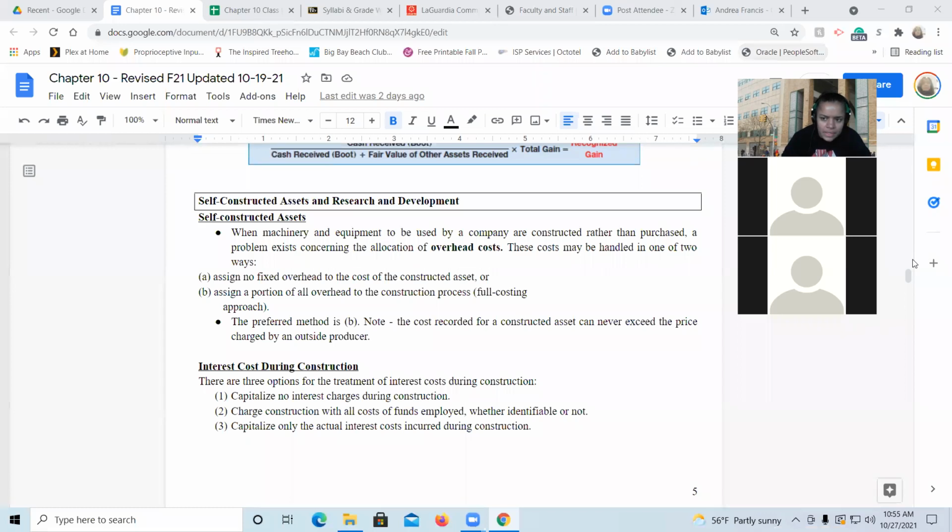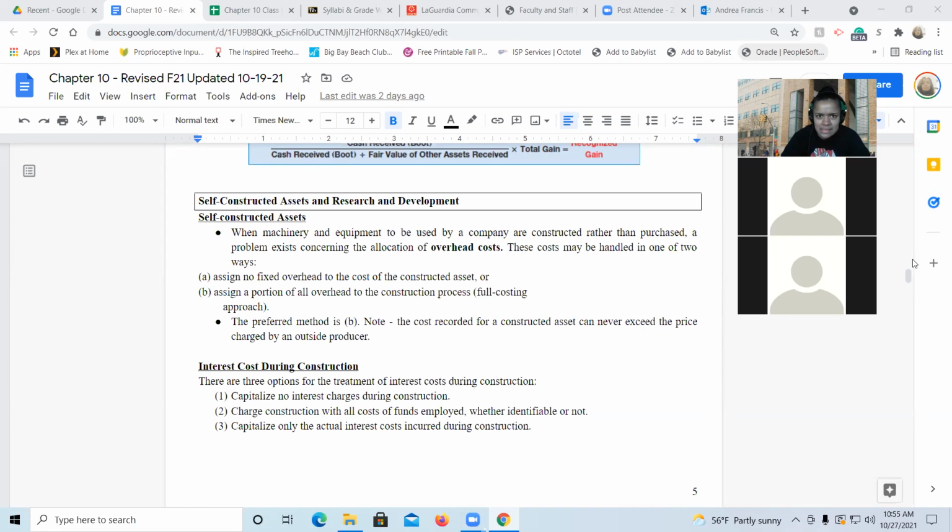Okay. So with interest capitalization, what the accounting standards are trying to do is to be true to this rule, that the cost of the asset should include all the costs to get it to its location and its condition, ready for its intended use.